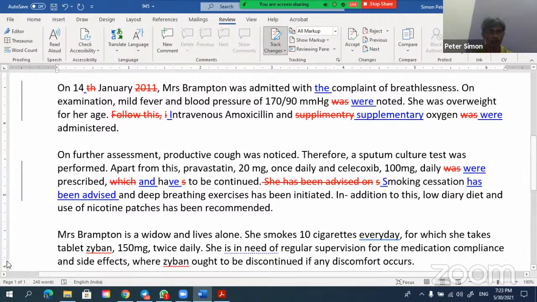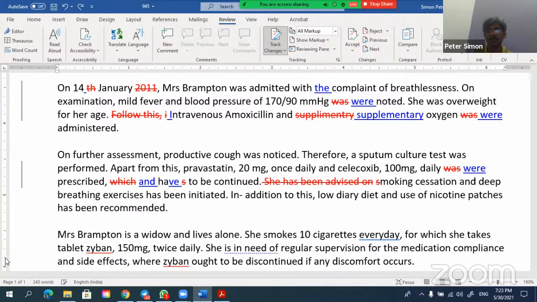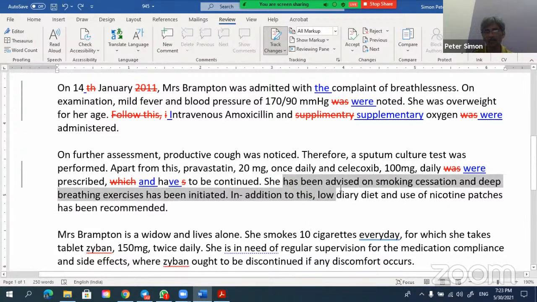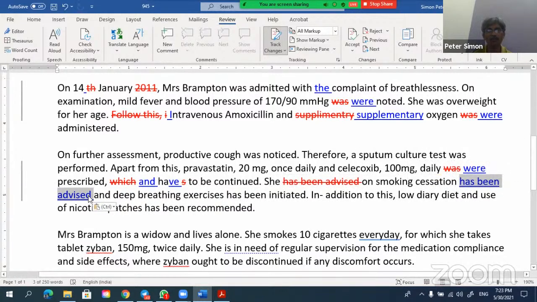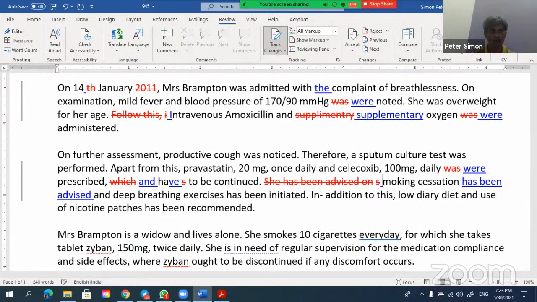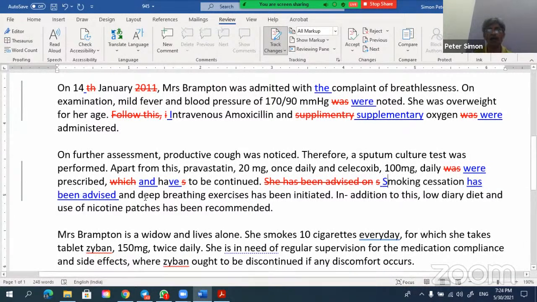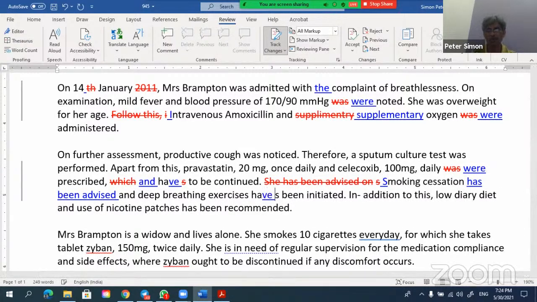Now let me show you how to set this one right. See here what I am doing. So smoking cessation, this one will go here. Has been advised. Finished. So remove "on". Smoking cessation, so capital letter. Smoking cessation has been advised. And deep breathing exercises. What you are doing, Sandra Marina? Exercises have been initiated. Very good.